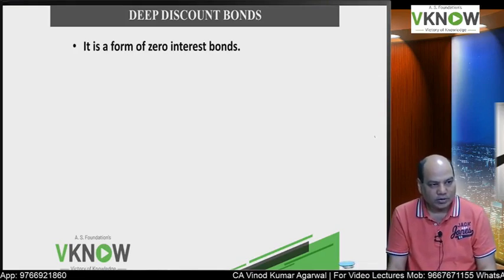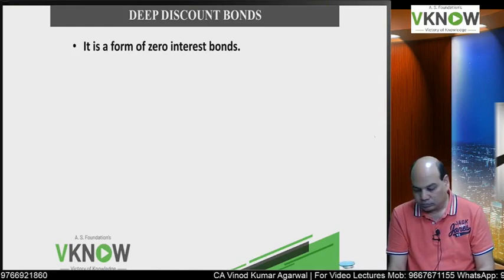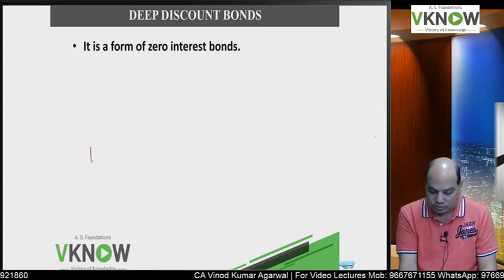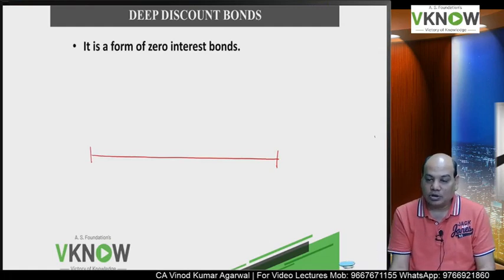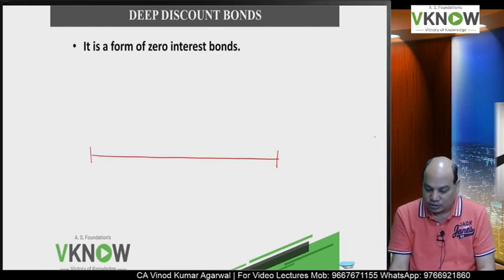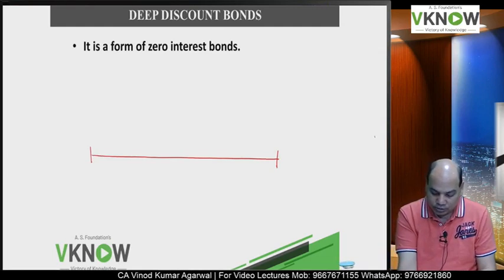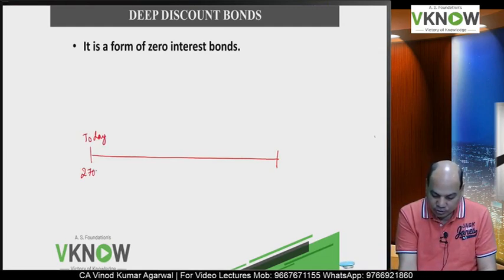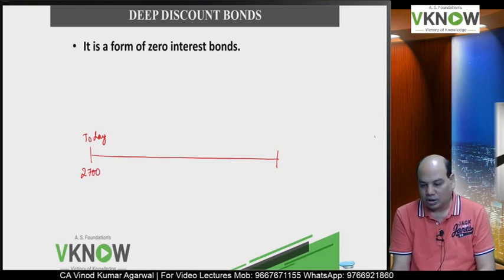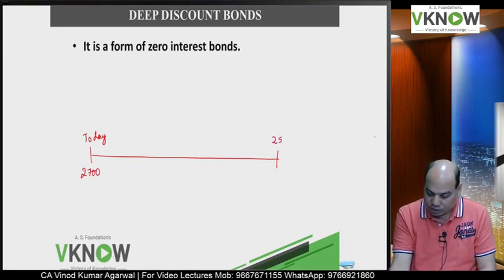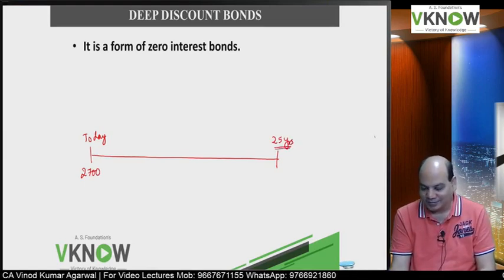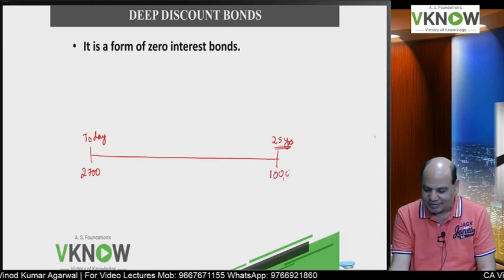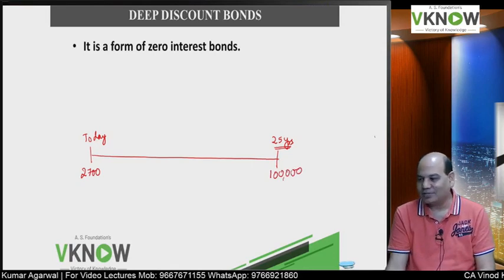Now the next concept is deep discount bond. This was issued by IDBI long back, and what was the scheme? That today you invest 2700 rupees and after 25 years you will get only 1 lakh rupees.